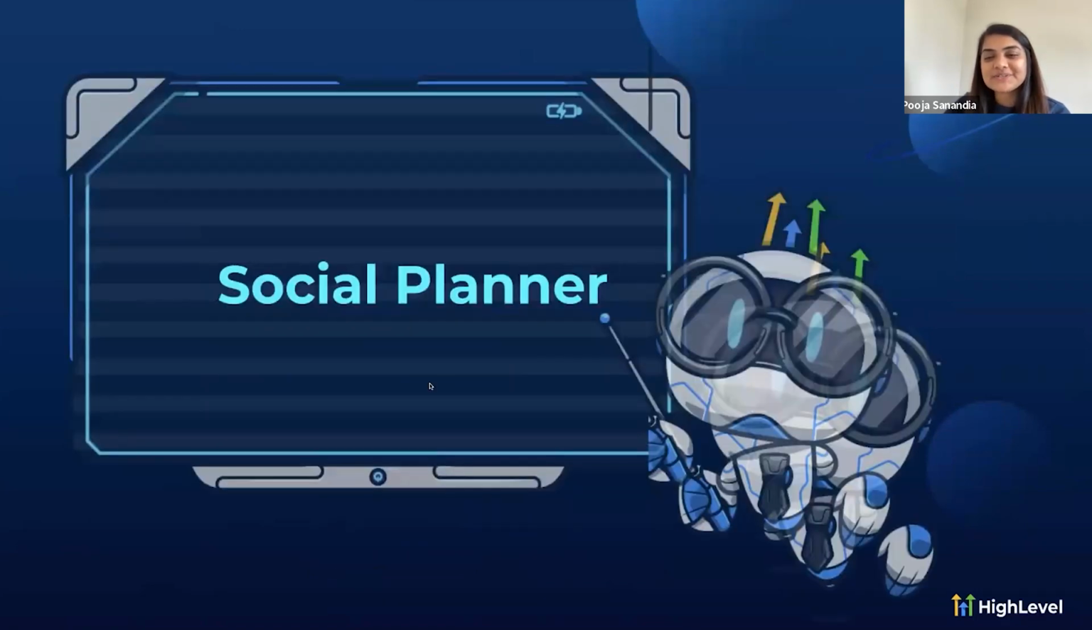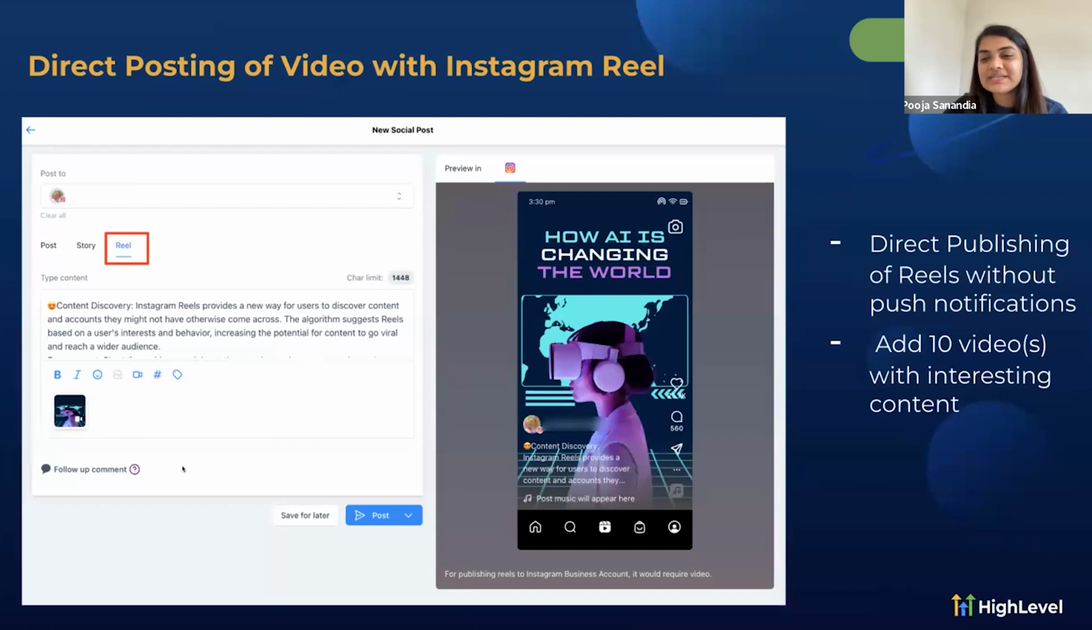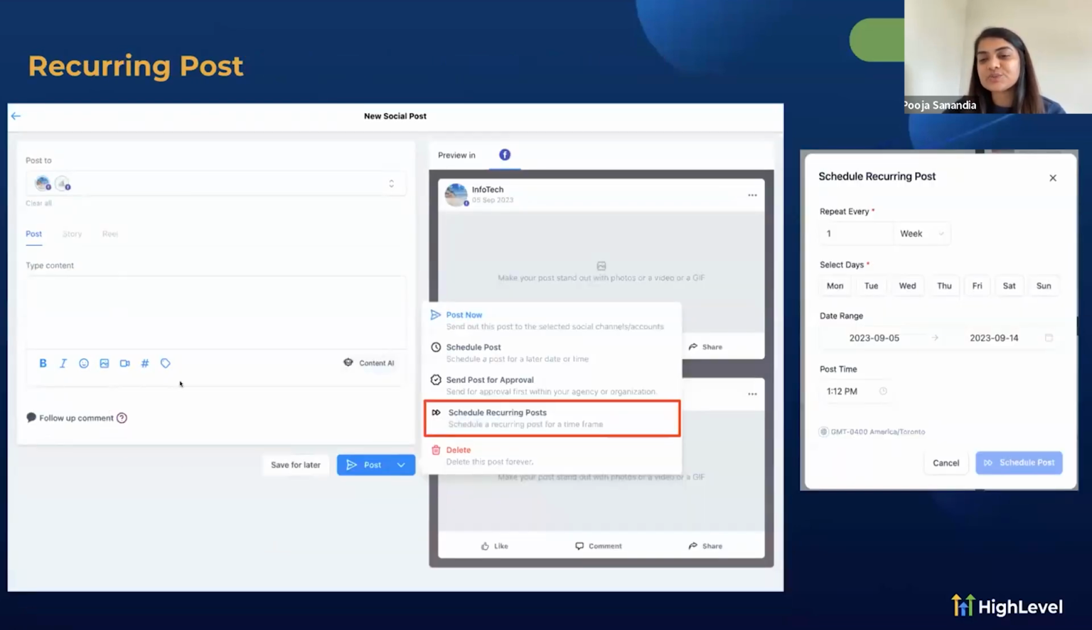So the first one that we are going to discuss is social planner. Recently we have launched the direct posting of Reels. You can create your Reels with up to 10 videos. First, you need to choose an Instagram account and select the Reels tab. Once you do that, you'll be able to add your creatives, images and videos that you want, and then you can directly post it out. You don't need to do a push notification now for getting this live. This has already gone live, and you'll be able to use it with multiple videos.